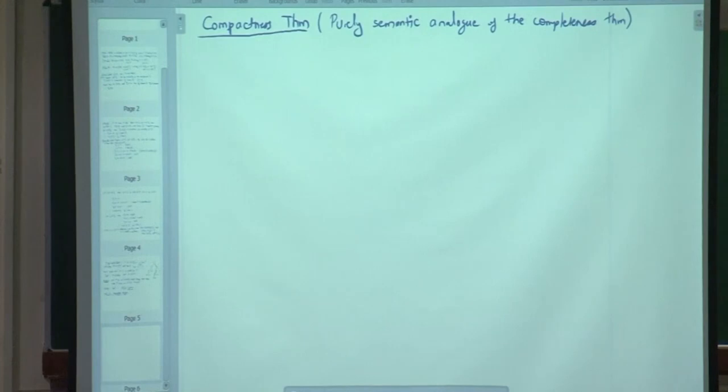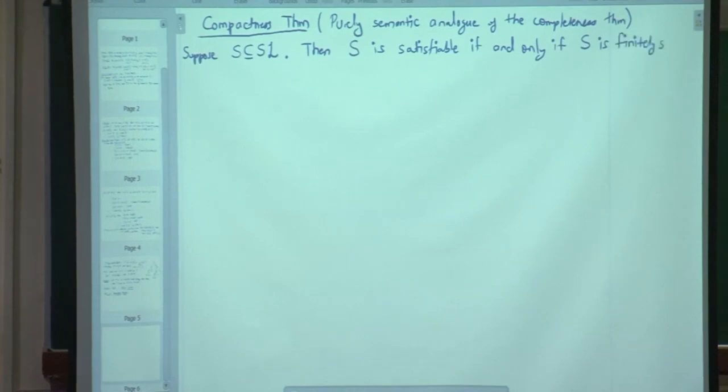Okay, so compactness theorem, what does it state? Suppose S is a subset of SL, then S is satisfiable if and only if S is finitely satisfiable. Okay, what is the meaning of finitely satisfiable? This means that each finite subset of S is satisfiable.